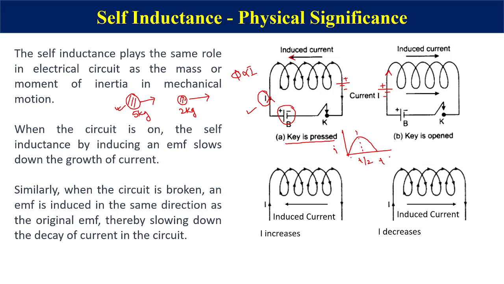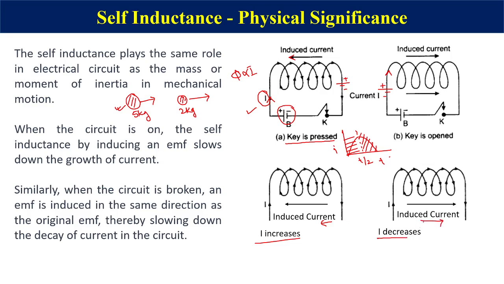In that case, in the first half the induced EMF will be in the opposite direction to the original current, and in the second half the induced EMF will be in the same direction as the original current. So that is why in the second half it will play a supportive role, and in the first half it will play a negative or opposing role. So whenever I increases, the induced current opposes this motion, and whenever I decreases, the induced current supports the motion.